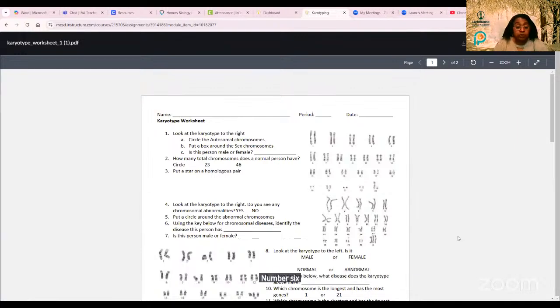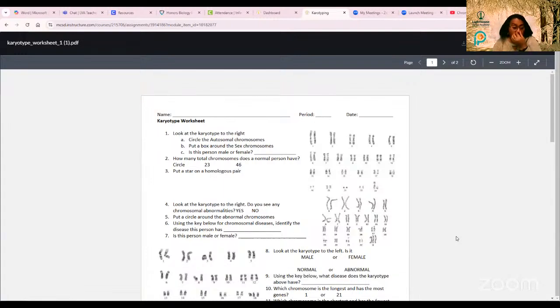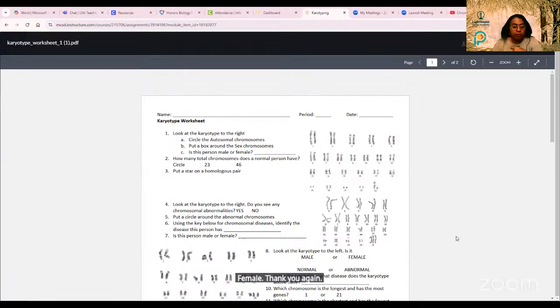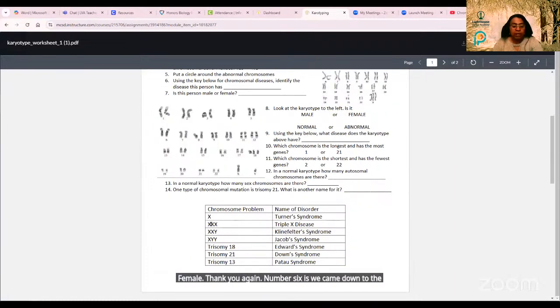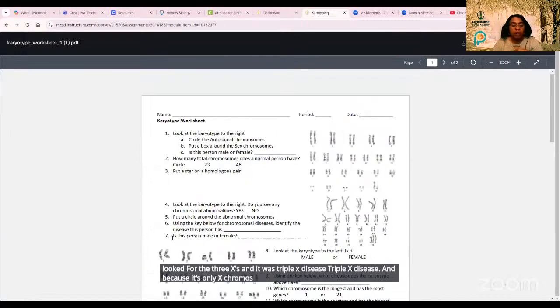Is this person male or female? Well, they only have X chromosomes. They don't have a Y chromosome. So this person is female. Thank you again. Number 6 is we came down to the chart here and we looked for the 3 X's and it was triple X disease. And because it's only X chromosomes and no Y chromosomes, number 7, the answer is female.